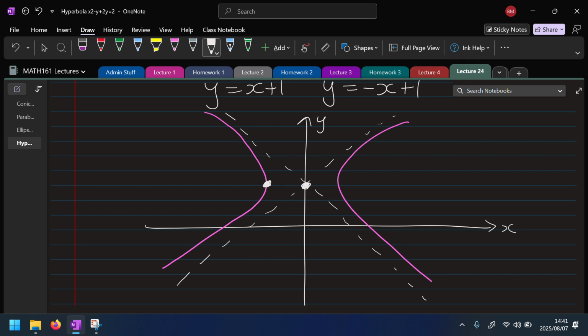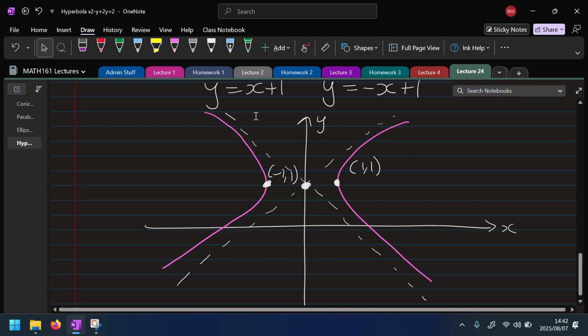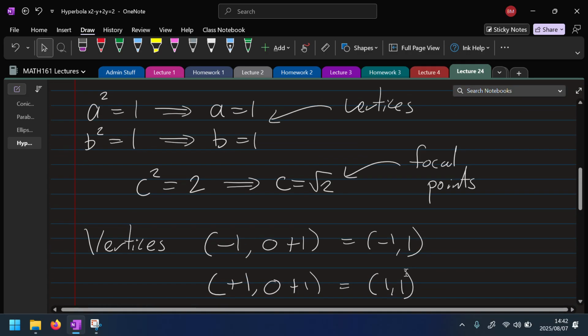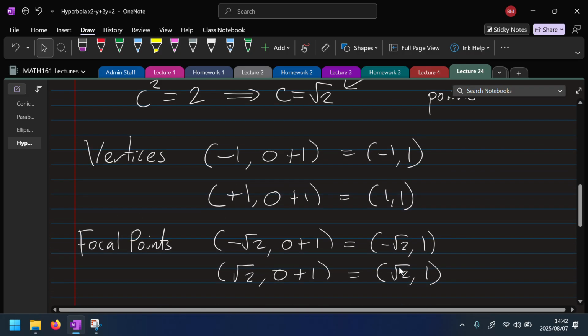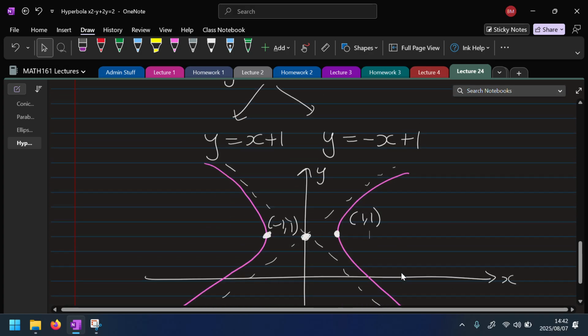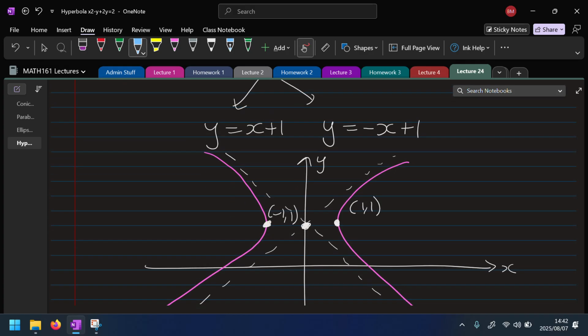The vertex over here, that was at -1, 1. And the vertex on this side, that was 1, 1. Right, that was the V1 and the V2 that we got from here. Okay, and lastly, the focal points. Let's plot those. That's going to be, let's put that in blue.